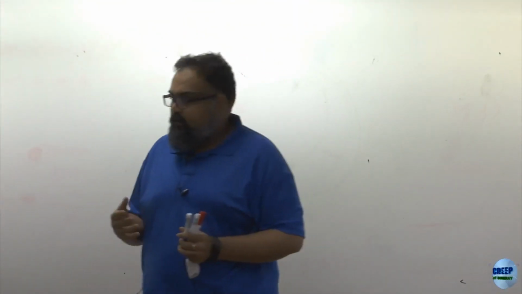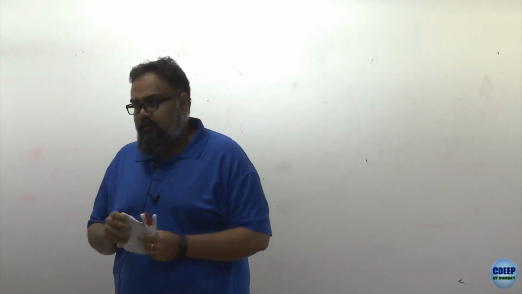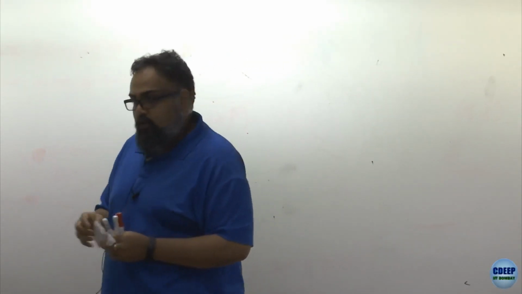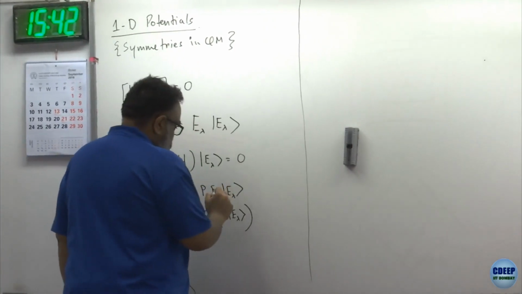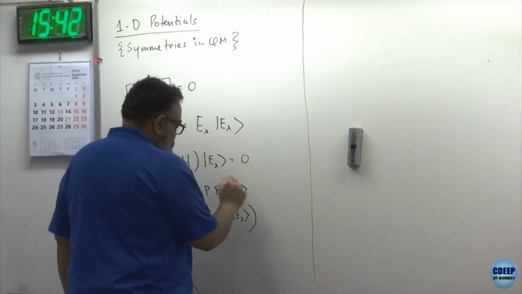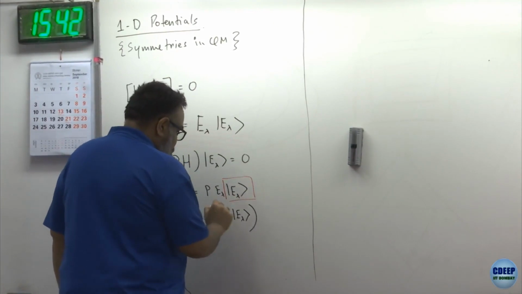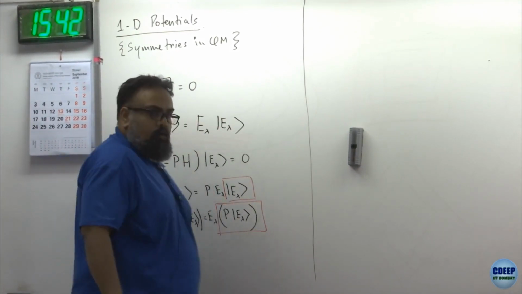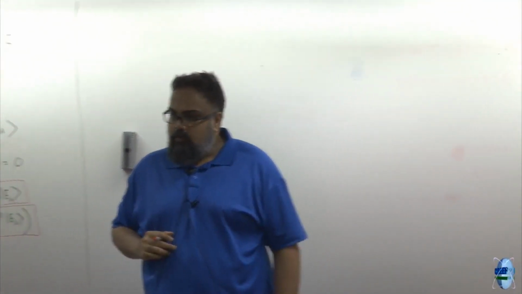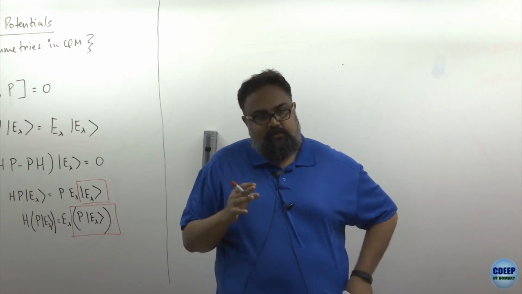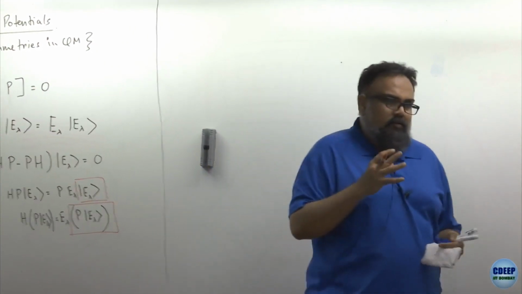And now what I want you to consider is, what does this mean? What it means is that not only does the Hamiltonian have an eigenstate which is E lambda, it has another eigenstate which is P times E lambda, right? And both of these are valid eigenstates. And what that means is that for every such operator P, you have something very interesting happening. You have a degeneracy in the space, right?